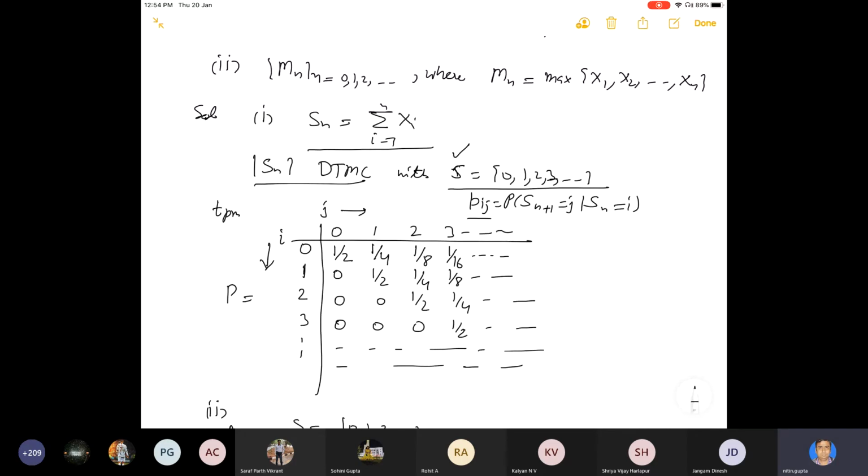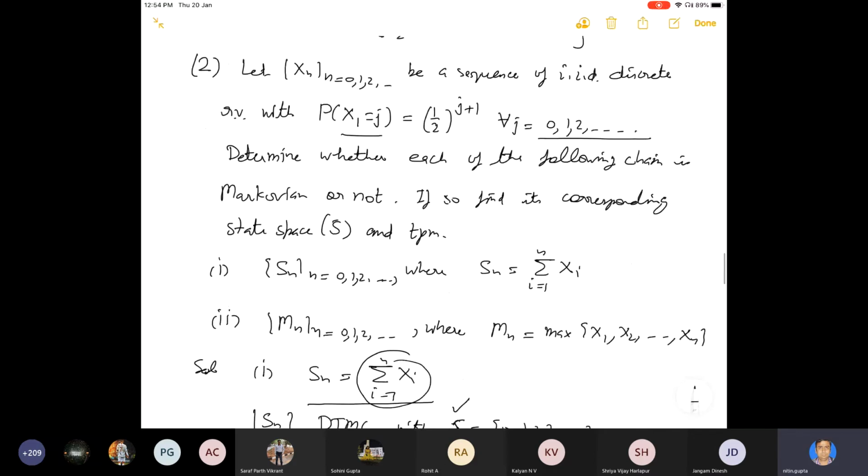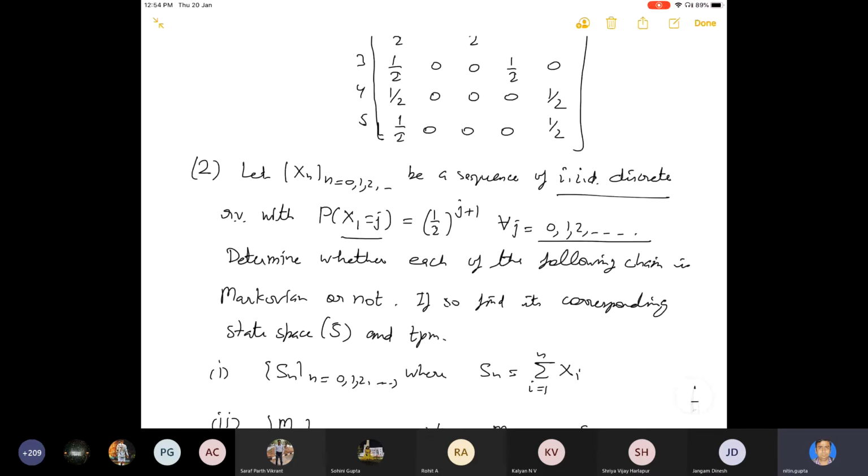Now we have to find the TPM. For the TPM, we have to write down this value, Pij. Let us say I want to find P00: the probability that Sn plus 1 is 0, given Sn is 0. So the summation is 0 in the next step, because this is the summation of xi. Sn plus 1 will be Sn plus xn plus 1, and the xi are IID, independent and identically distributed.